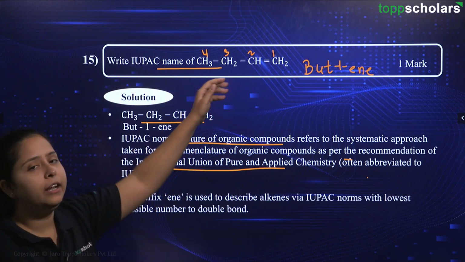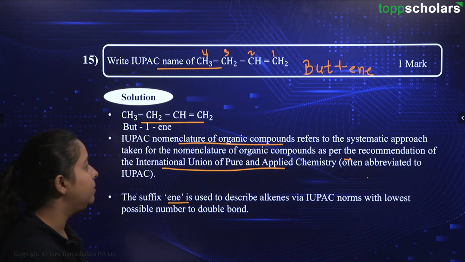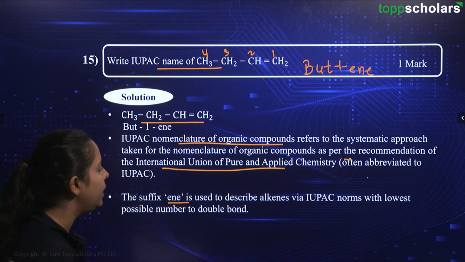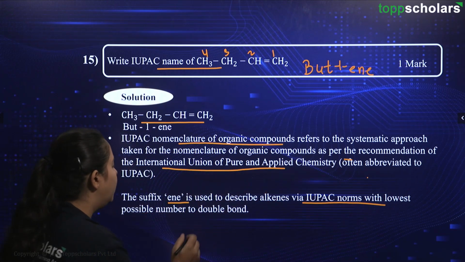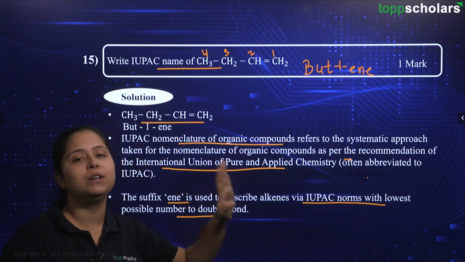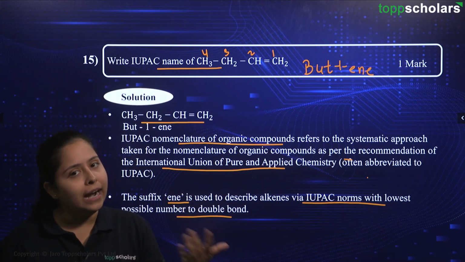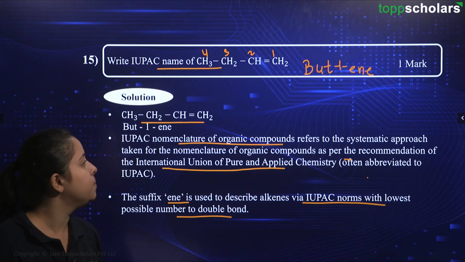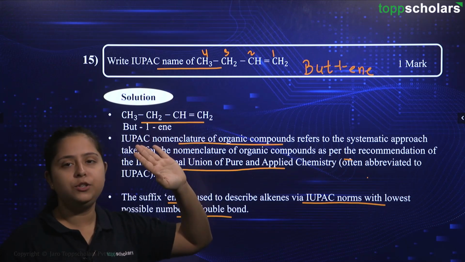So since we had the double bond, we will have the suffix ene, which is used to describe the alkenes. What is the general formula? Try to remember it from the earlier session. And this is as per the IUPAC norms, with the lowest possible number given to the double bond as we have done. Functional groups should always be given the lowest possible number. And if you have different functional groups, then there are IUPAC norms for that as well, which determine the priority and which can be used as second priority. So the correct answer for this question is but-1-ene. Write this and you will be able to gain your 1 mark.